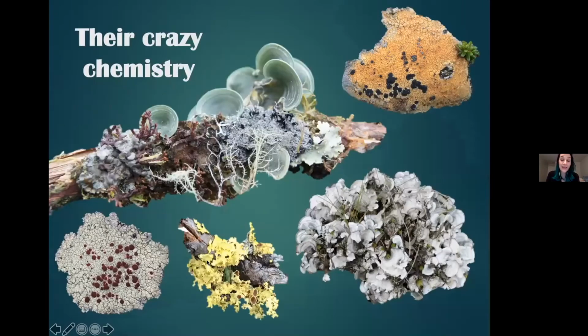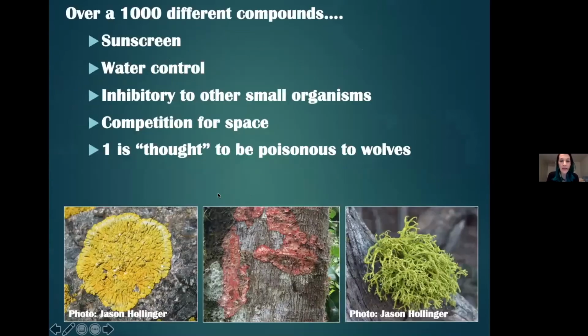One of the main things that people ask me is, what is the coolest thing about lichens? And one of my answers, depending on my mood, is their crazy chemistry. Why do I call it crazy? Because just look at them. They can have so many different colors. This is because lichens may produce over 1,000 different compounds, and a lot of them are exclusive to lichens. Some of these are used as sunscreen.